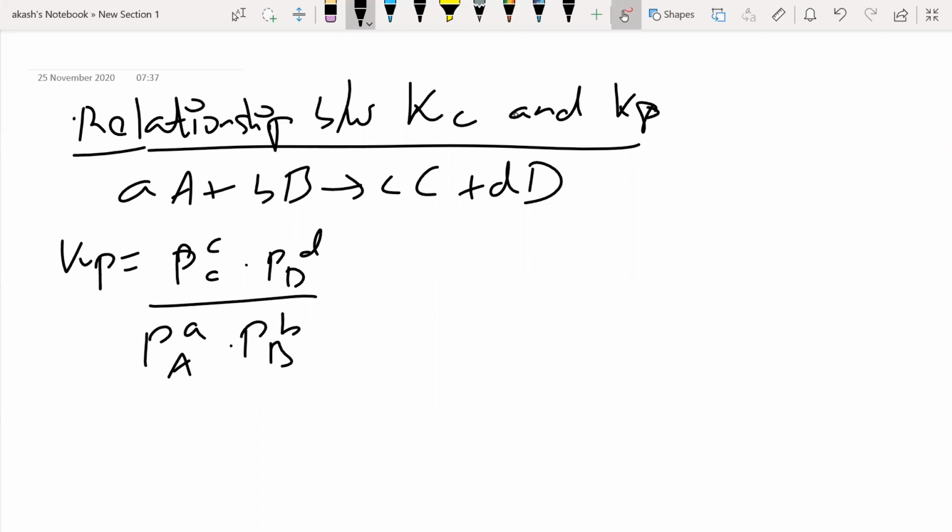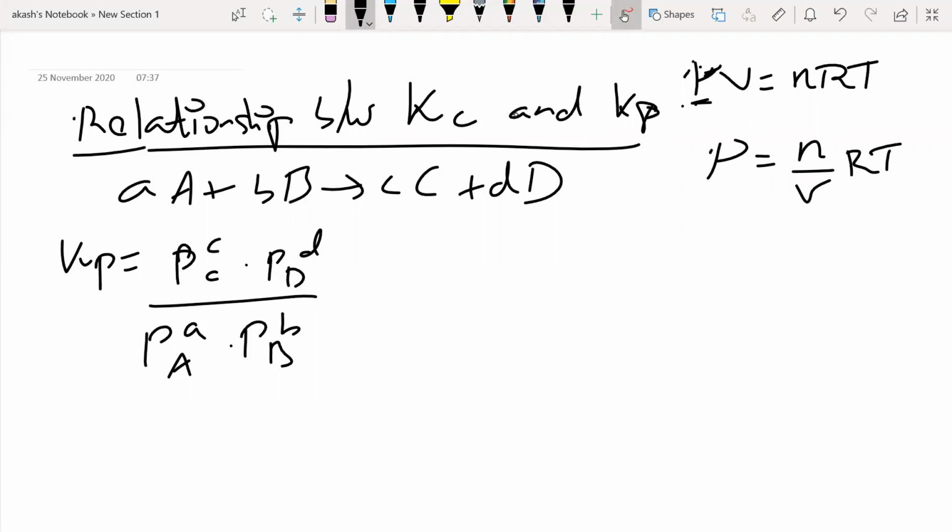Now what I'm going to do is use my ideal gas equation, PV is equal to nRT. This equation I already have with me. Now, how will I write pressure? I can write it as P is equal to n by V into RT.